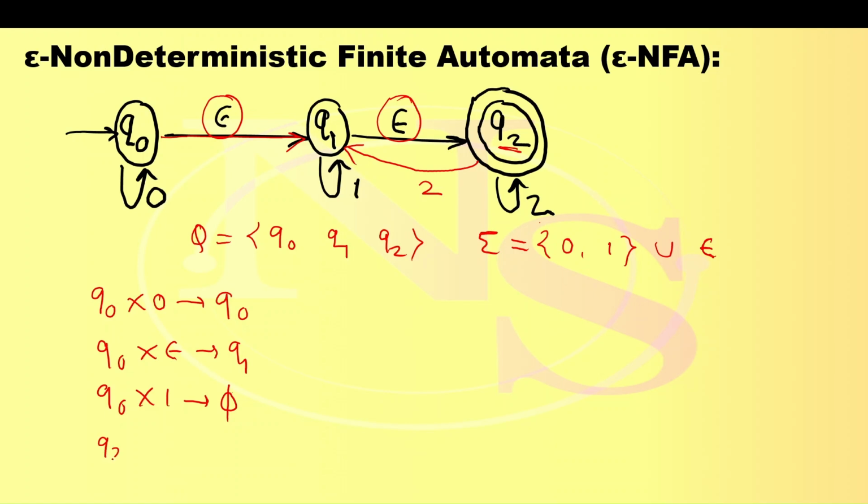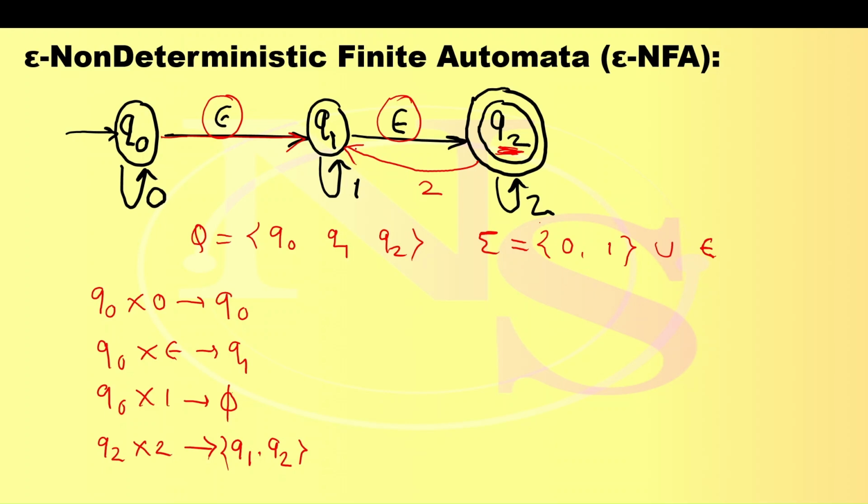Let me write here. q2 by reading 2, for example, is going to q1 as well as going to q2. So q2 by reading 2 goes to q2 as well as q1. Similarly we can write for q1, but it's not required. This is sufficient to define this epsilon NFA.